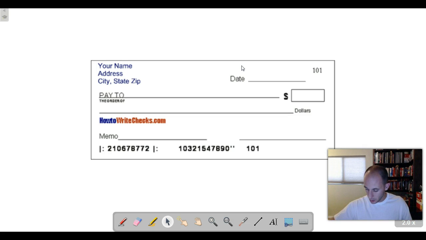So on page 95, we have a problem there, an extra practice quiz on the bottom. And let's just do that. We're not going to do the check stub. We're just going to write the check itself.